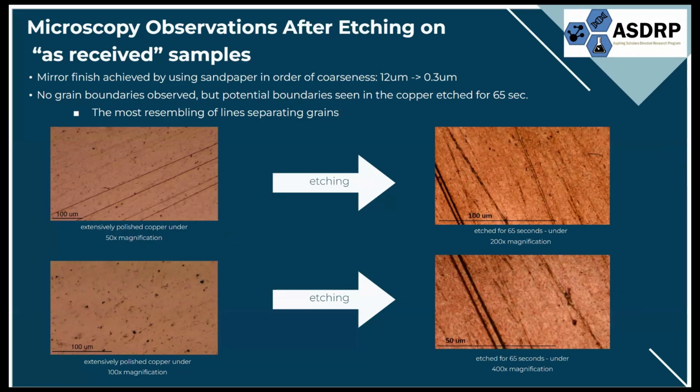After observing all etched copper samples using the Nikon optical microscope and under four different magnifications, our results show no clear grain boundaries. The vendor did not specify grain size, but it was already thought that the grain boundaries of the copper samples would be too small for the optical microscopes to observe. Out of all etched copper samples, the sample that was etched for 65 seconds is the most promising because of its grainy and unique appearance under the 200 and 400x magnification.